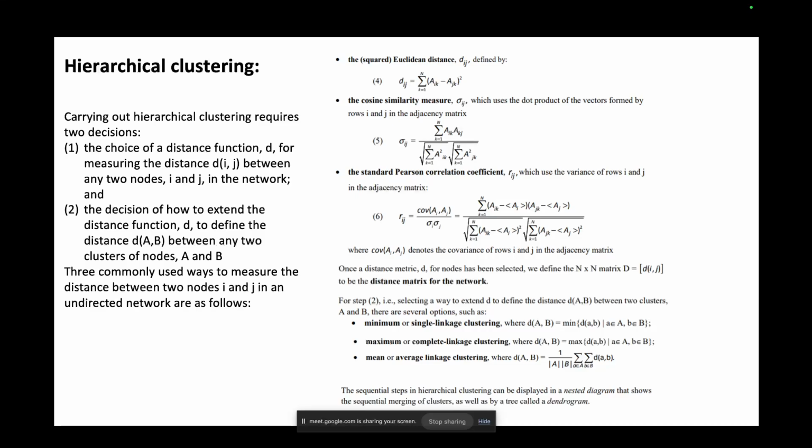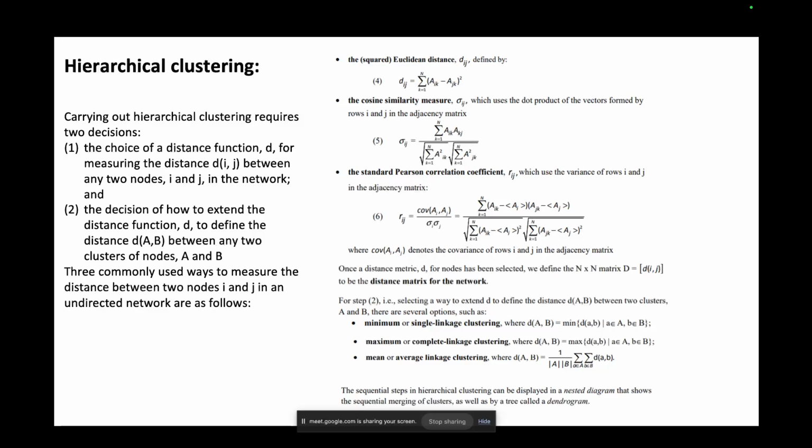So carrying out hierarchical clustering requires two decisions. First is the distance metric: how are you going to define and measure the distance between two nodes, and the decision of how to extend the distance function to define the distance between any two clusters of nodes.